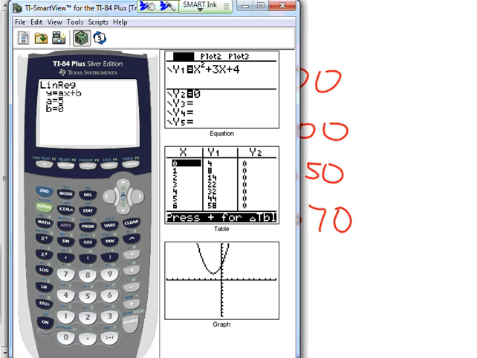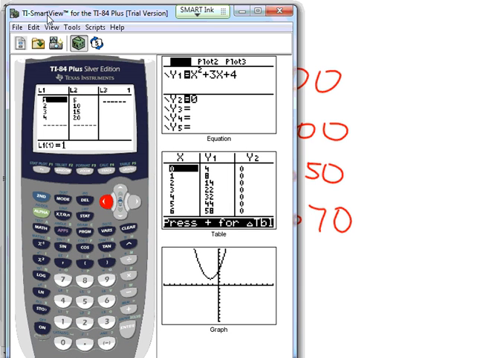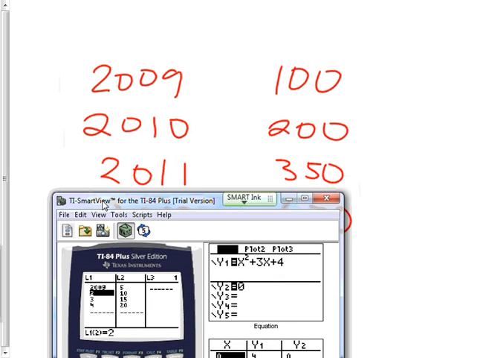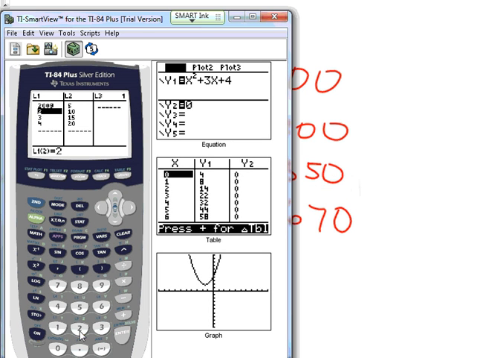So I'm going to go to stat. Good question. I would just put in 2009. It works just as well to put 2009. It works fine. You can do that. Just put in the exact numbers they give you. 2009, 2010, 2011, and 2012.